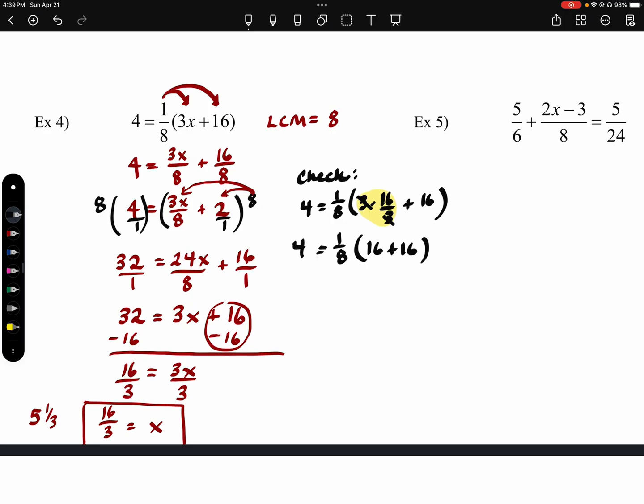Now that equals 4. 16 plus 16 is 32, so we have 1/8 times 32 is equal to 4. And 1/8 times 32 is the same thing as saying 32 divided by 8, which does give us 4. So in this case, we can see that 4 equals 4. We know that we are correct. So our answer for example 4 would be 16/3, or you could write it as 5 1/3.